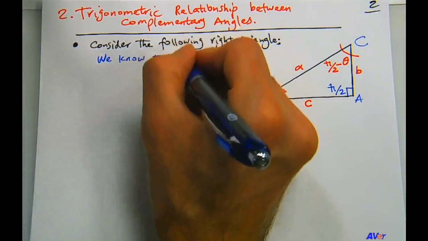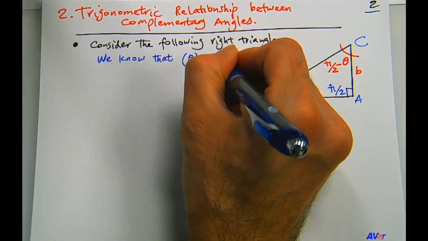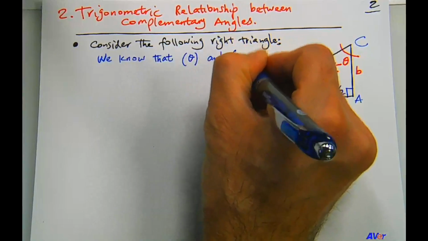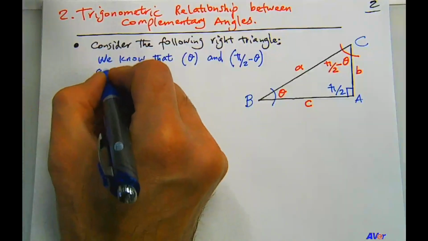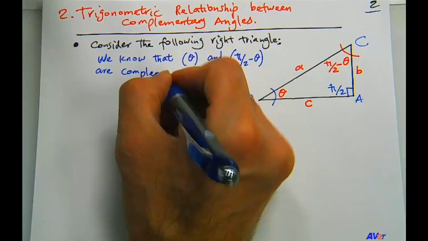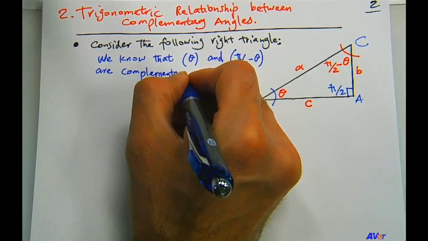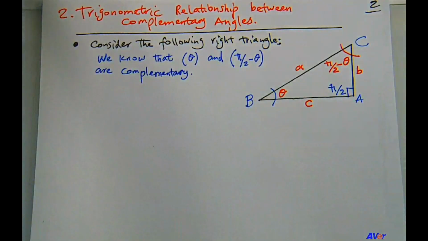We know that theta and pi over 2 minus theta, these two angles, are complementary. They add up to 90 degrees. Complementary, okay? So let's explore the relationship between these complementary angles, theta and pi over 2 minus theta.